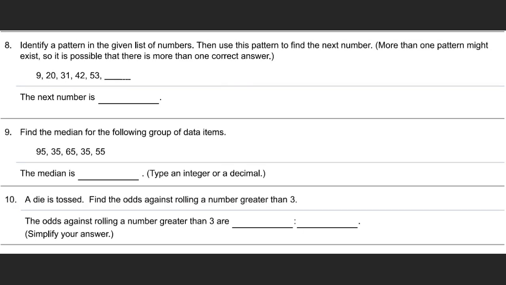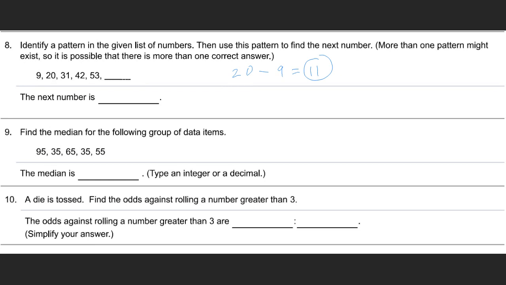So we have the series of numbers here: 9, 20, 31, 42, 53. Now we have to observe the interval between the numbers, so see if we can see some patterns. By doing subtraction, 20 minus 9 gives you 11. So the interval for 9 and 20 is 11. And then let's see if the interval between 20 and 31 is 11.